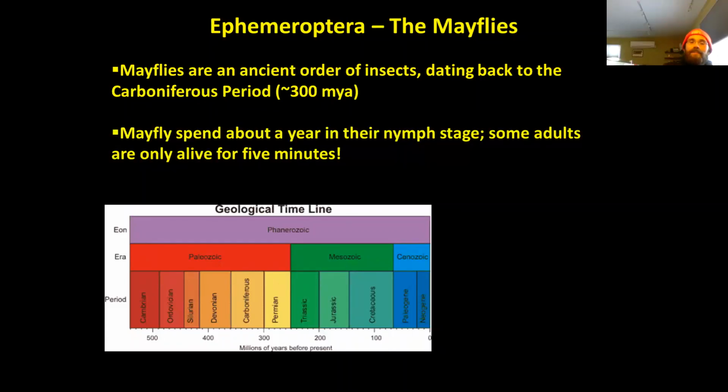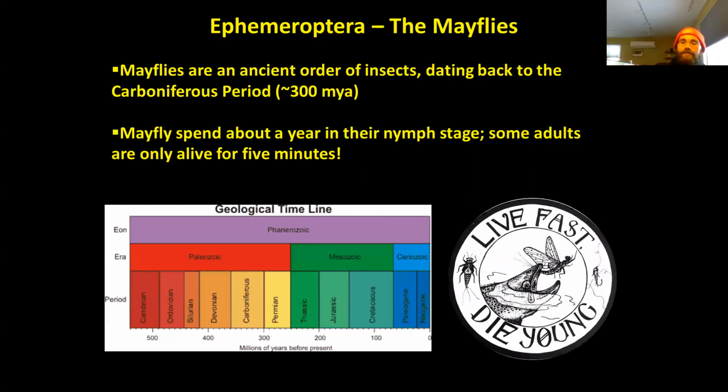So mayflies spend about a year in that nymph stage of their life, so living underwater. However, when they are adults, they do not have a very long lifespan. Some adults are only going to be alive for a total of 5 minutes. Usually, though, they're going to be a few hours to maybe a day in length in terms of life expectancy. So they quite literally live fast and die young when it comes to the life of a mayfly.